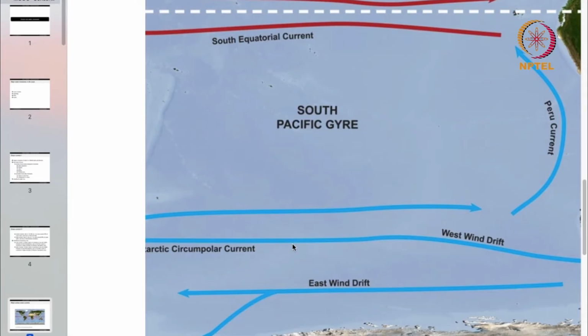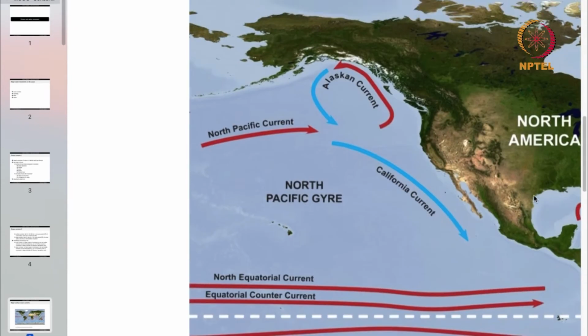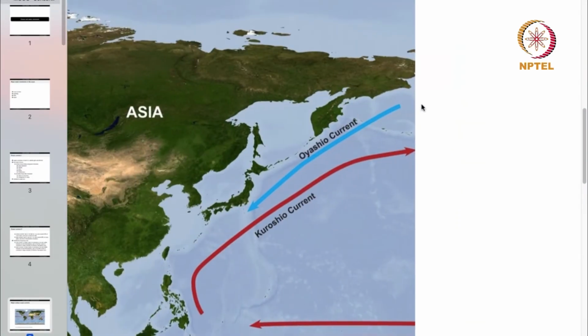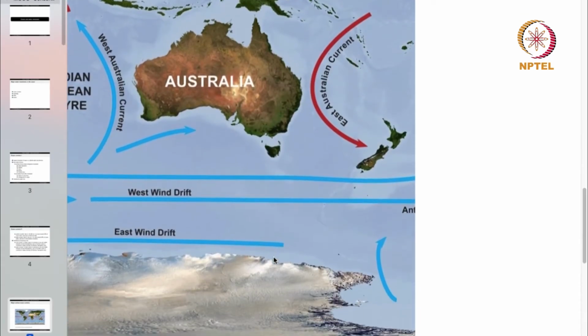Now moving to the south, we have the Antarctic circumpolar current, which continues as the west wind drift. And here the cold portion continues, in the North Pacific, in the form of the cold current known as the Oyashio current, and here we have the warm Kuroshio current. So these are moving in opposite directions. And in the South Pacific, we have the East Australia current, which is a warm current.